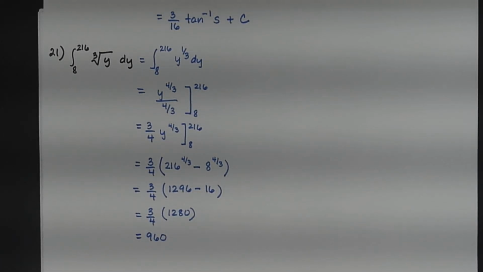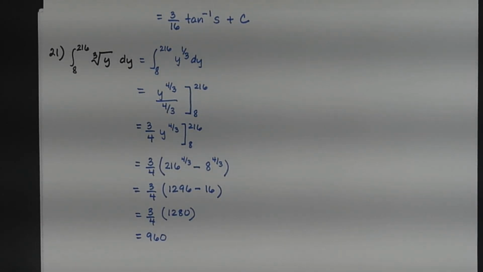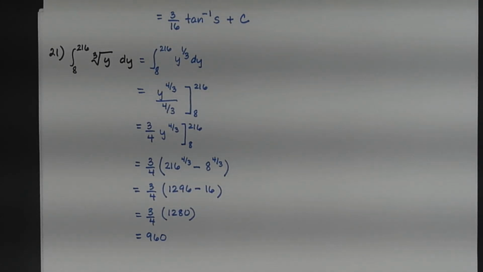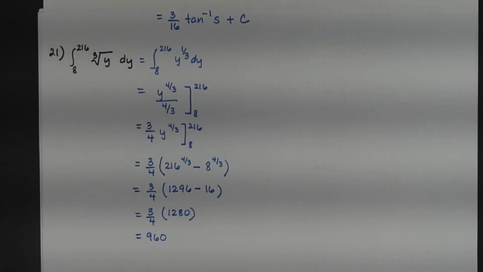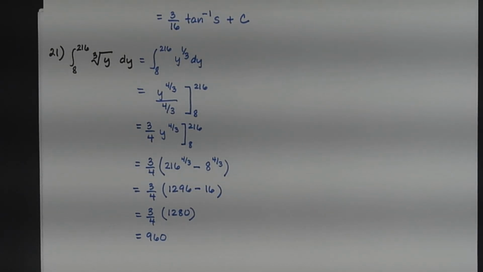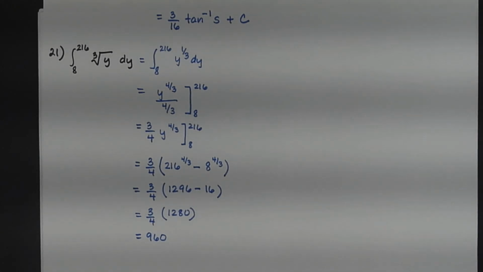So the integral from 8 to 2/16 of the cube root of y dy ends up being 960. That represents the area bounded by the graph of the cube root of y and the x-axis from 8 to 2/16.